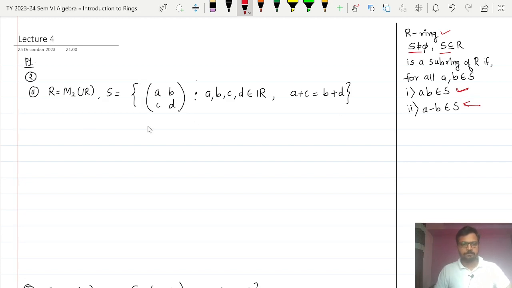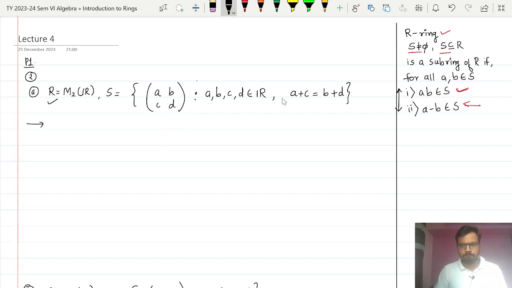Now let us begin with the solution. A ring is given to us, which is nothing but M2 of R, and S is given, and the question is to check whether S is a subring of R or not. Since the question is to check, we are supposed to check one by one all the conditions, starting from the non-emptiness of the subset, and these two conditions we will try to prove. If we are able to prove these two conditions, then it will be a subring, and if we are unable to prove it, then we will give some counter example.